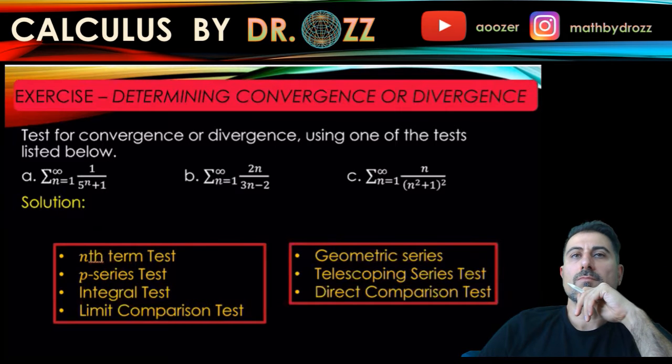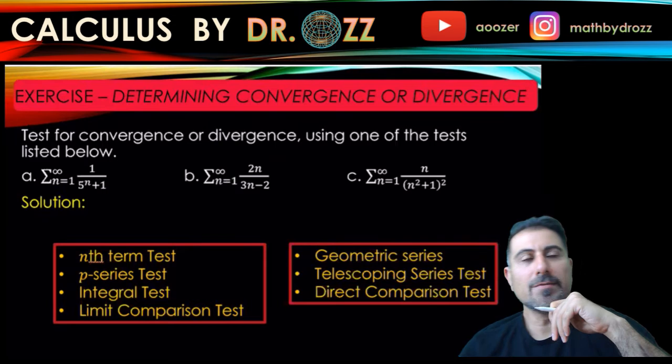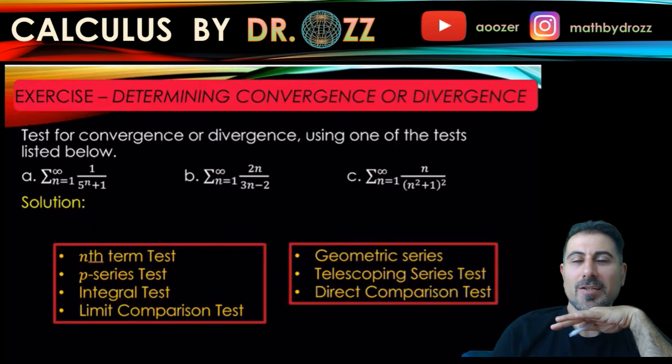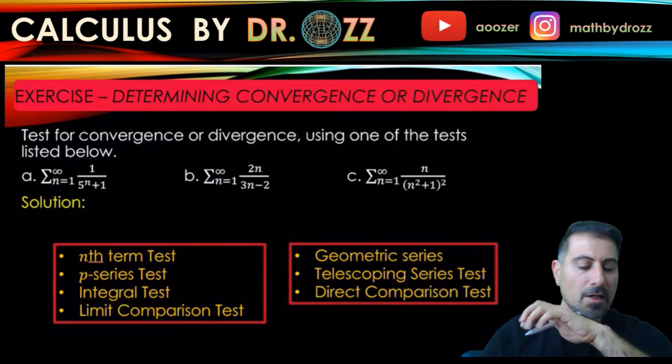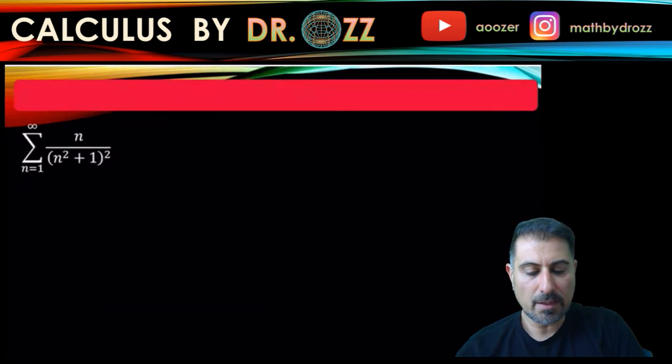So the only resort you can land on is either the limit comparison test or the direct comparison test. So now the question is, what is this series related to? With what kind of series can I compare the given series? So let's just think about this.